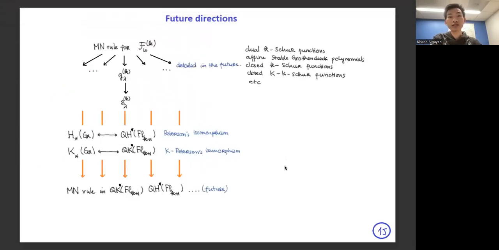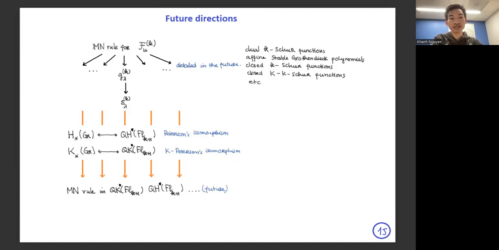Okay, so now I will talk a bit about the future direction of research. The Murnaghan-Nakayama rule for FWK not only covers the result for K-k-Schur function and K-Schur function, but also covers a lot of other symmetric functions. So you can see in my paper here, they cover the dual K-Schur function and affine stable Grothendieck polynomial, and closed K-Schur function and closed K-k-Schur function and so on. So the first direction is to give the detailed representation of the Murnaghan-Nakayama rule for all symmetric functions I mentioned here.